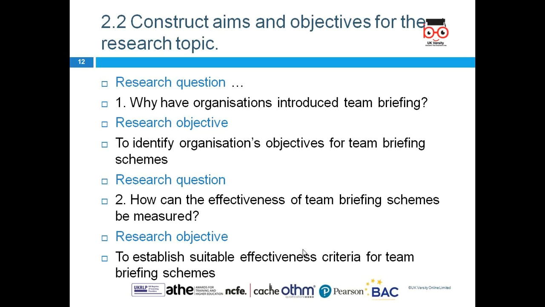The second research question, in general, these are, how can the effectiveness of team briefing schemes be measured? And then you put the objective down to establish suitable effectiveness criteria for team briefing schemes. So it's quite simple really when you get into it. It's get a question, put down the aim, and then put down a couple of objectives why you're doing it. Yeah. So that's 2.2. Do you have any questions or anything you'd like to add?